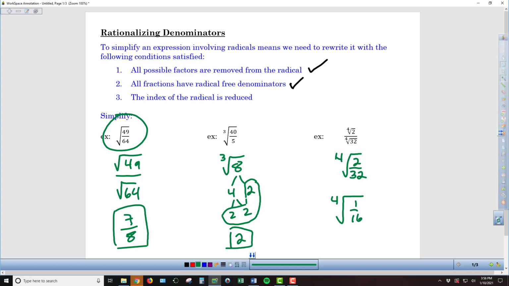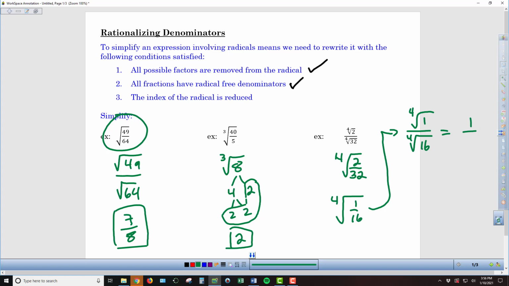So now I'm going to go back to splitting it up again. So I'll move over here. I've got the 4th root of 1 over the 4th root of 16. Now the 4th root of 1 is just 1, since I can multiply 1 times itself any number of times that I want. So I'm going to end up with 1 on the top.